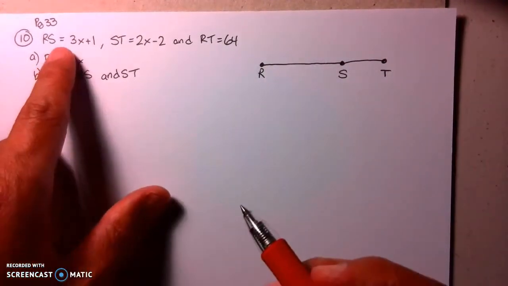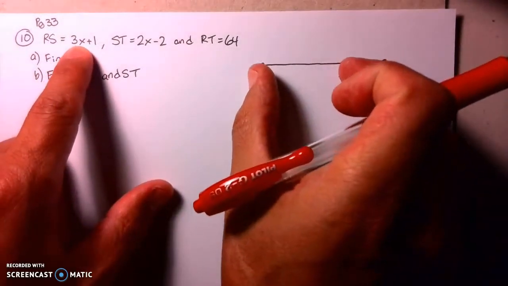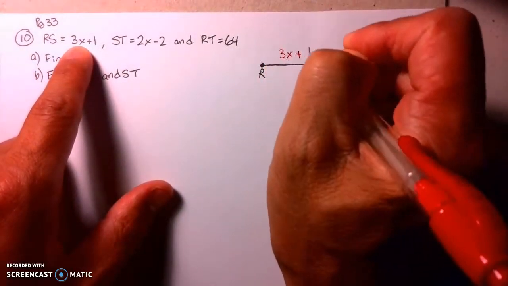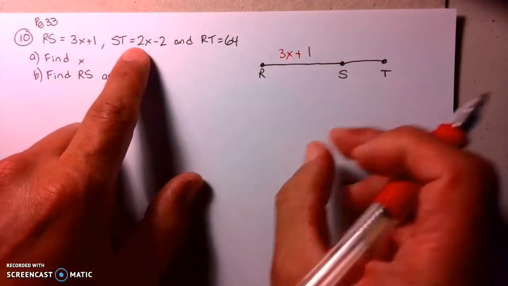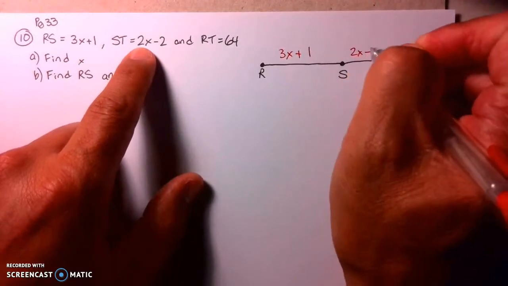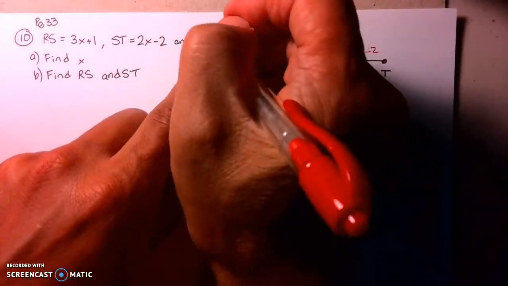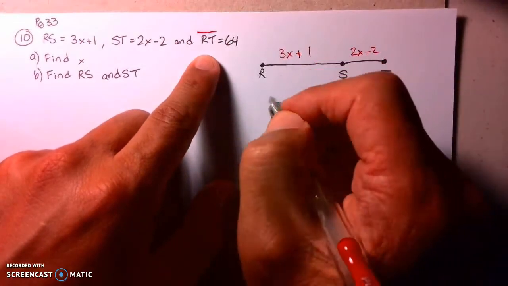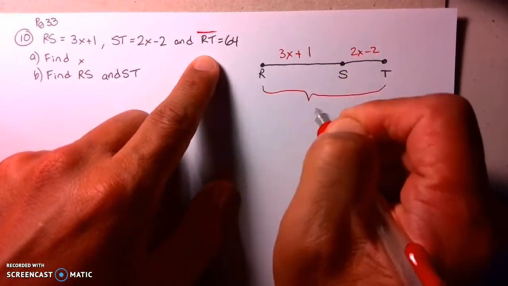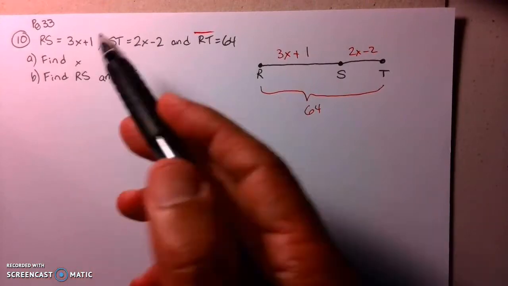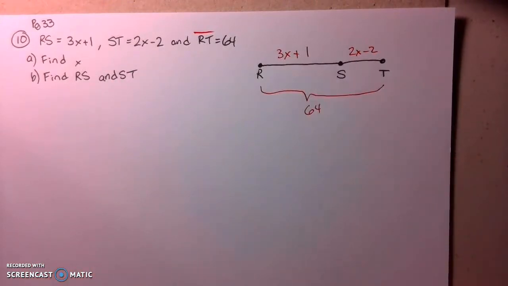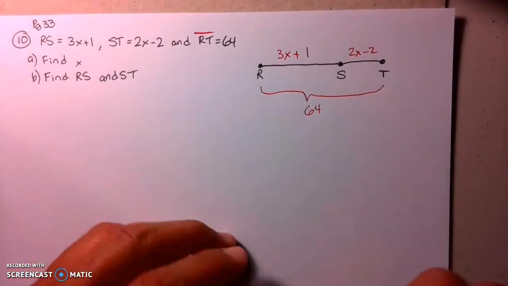What you want to do is take this information: R to S right here is 3x plus 1. Now again, I've got to know what x is, and then I can tell you how long this segment is. ST is 2x minus 2. And then it says R to T, all the way across, from here to here, it is 64 inches, 64 centimeters. It doesn't really give you a unit, but 64. You need to solve for x. In order to solve for x, you have to have an equation. You can't just say x is 5. You've got to be able to solve something.